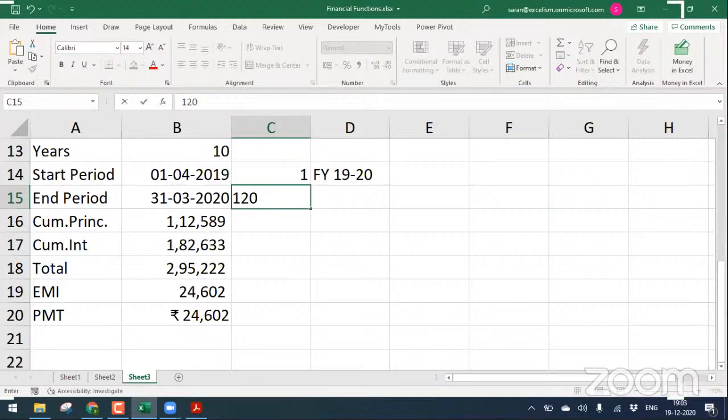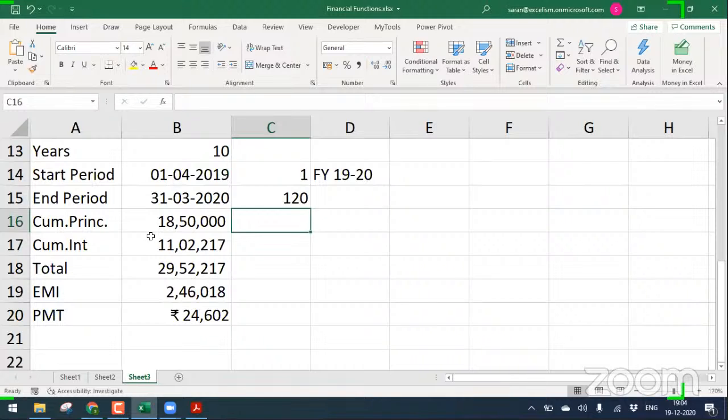Why is it 0? I think you are missing the logic. When I put 1 to 120, the cumulative principal must be the total principal, because the maximum periods he is going to pay is 120 only. Yeah, that's what I'm saying. So the cumulative principal is going to be 18,50,000 and the cumulative interest is 11 lakh. This is the total he's going to pay.